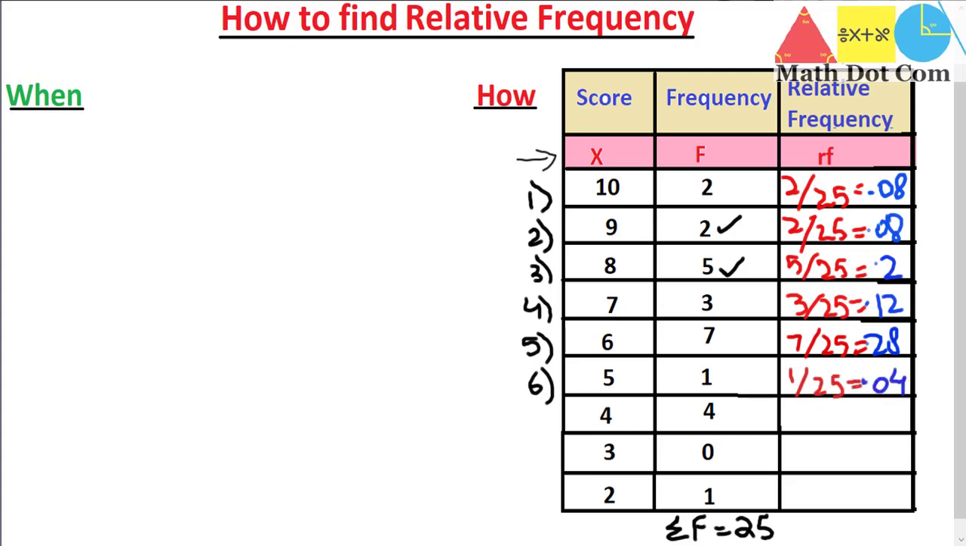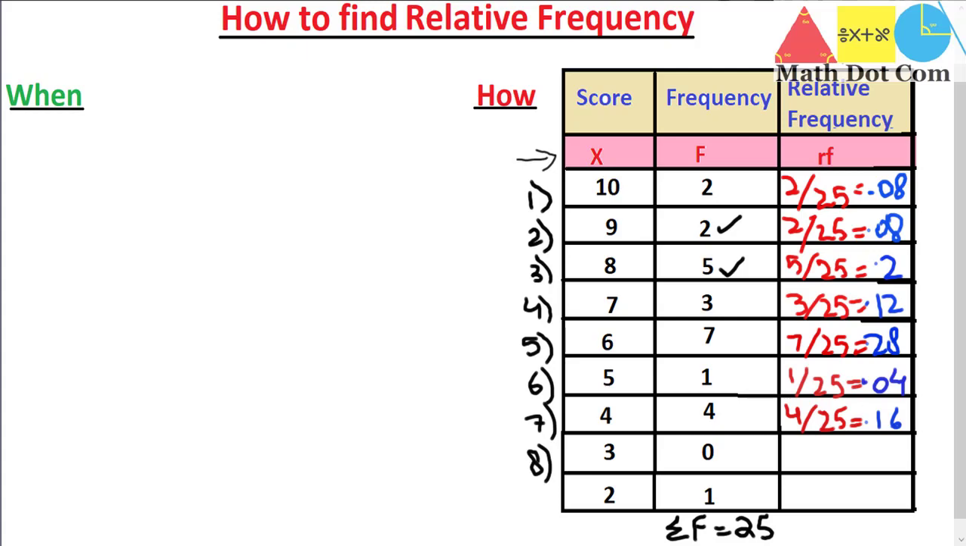Then we have the next row, that is 7. I'm writing this row just for your ease, otherwise there is no need of writing this. So row 7 is the score of 4, that is attained by 4 students, that is the frequency of 4. Then their relative frequency will be 4 divided by 25, that will be equal to 0.16. Then we have the 8th row, that is the score of 3, that is attained by no one, that is the frequency of 0. So anything divided by 0 frequency will be 0.